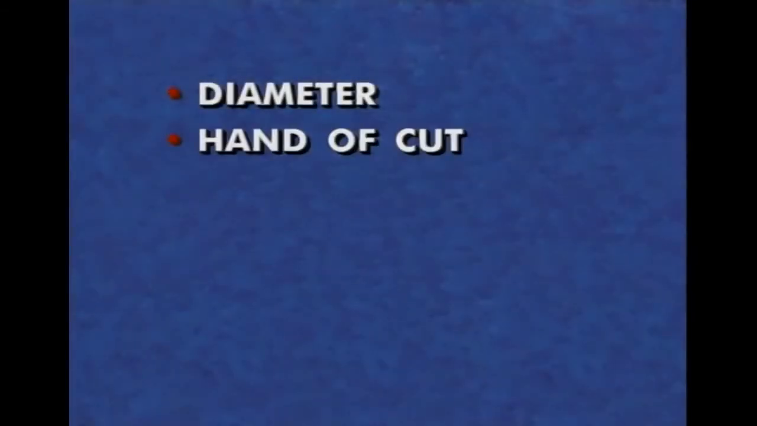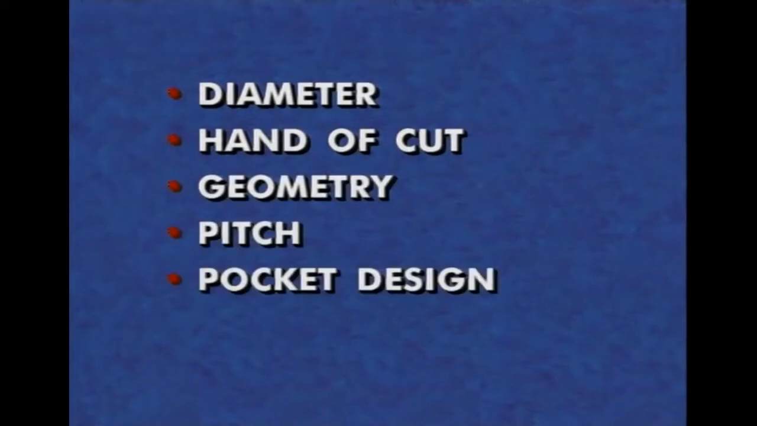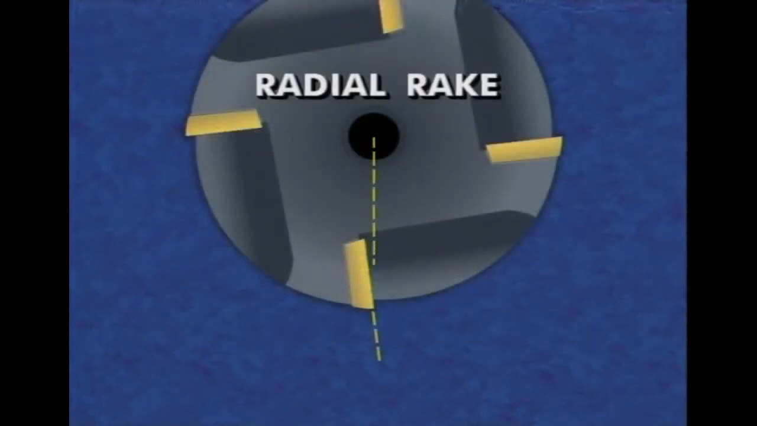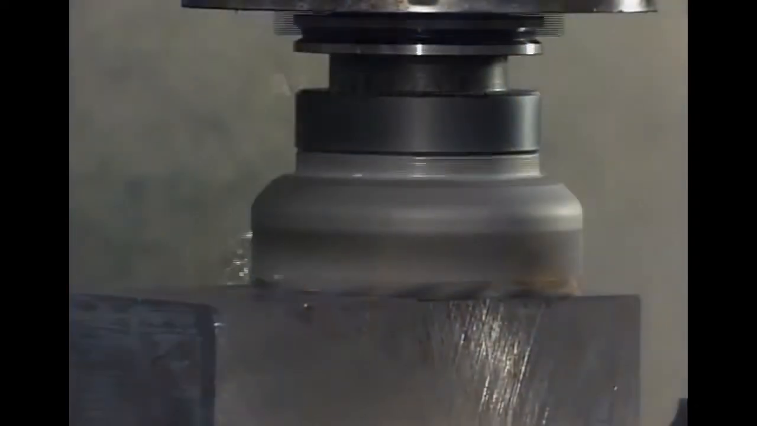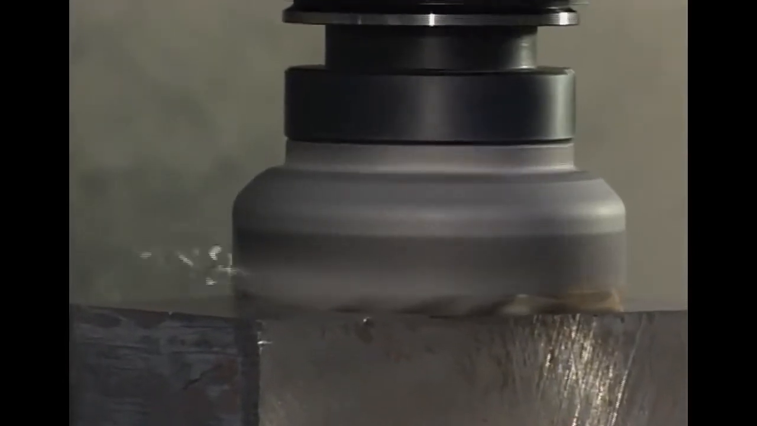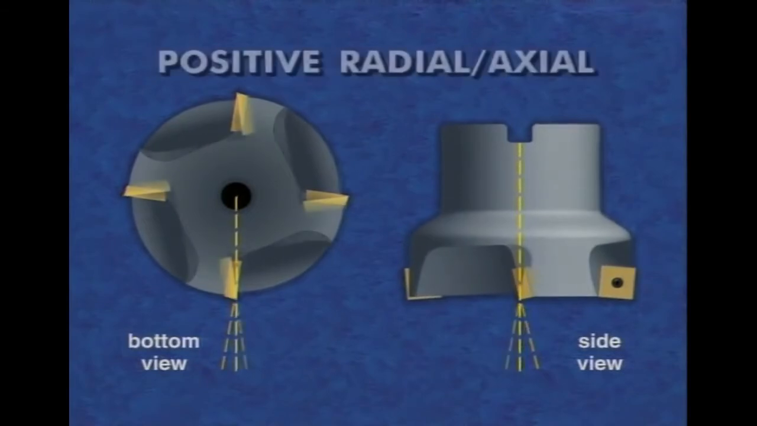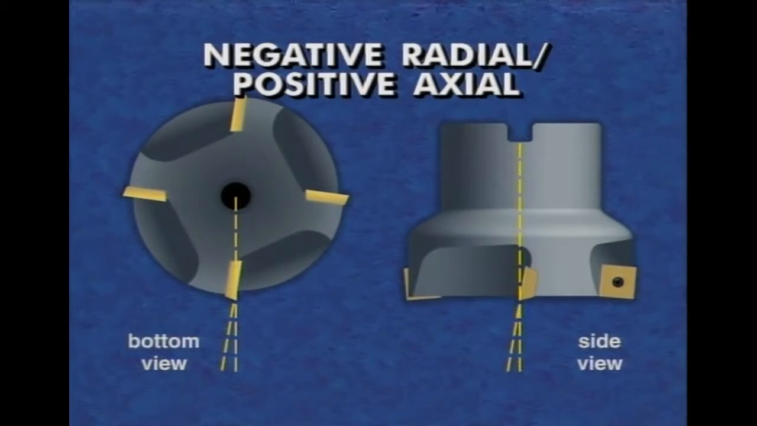Multi-point tools rotate to cut. Face milling cutters are a type of multi-point tool. Face milling cutters vary in diameter, hand of cut, geometry, pitch, insert pocket design, and mounting method. The 2 rake angles determined by face milling cutter bodies are the radial rake and the axial rake. These 2 may combine in 3 ways for 3 different geometries of face mills: negative radial and axial, positive radial and axial, and negative radial, positive axial.